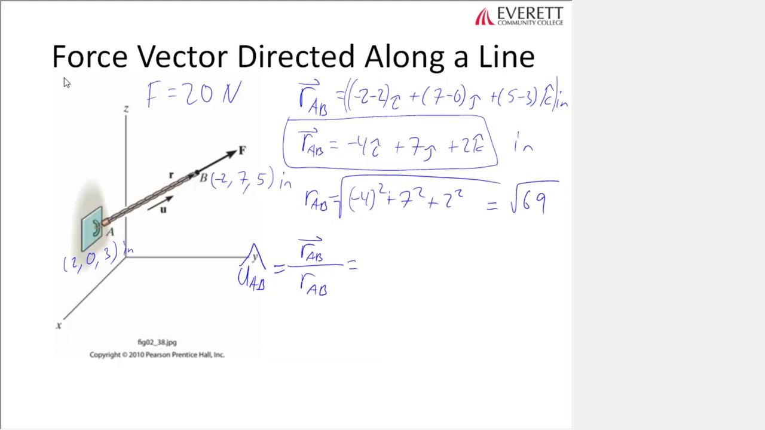And it's just going to be -4 over square root of 69 i plus 7 over square root of 69 j plus 2 over square root of 69 k. And what are my units? Well, what are the units of the top? Inches. What are the units of the bottom? Inches. So what are my units of this unit vector? It's a unitless unit vector. That's exactly what we want.